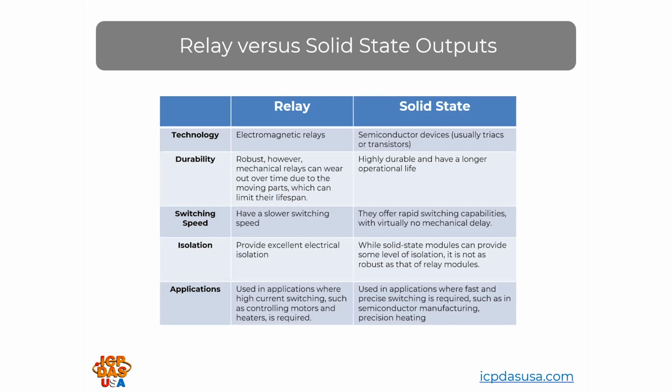Relays have excellent electrical isolation between the control circuit and the load. That enhances safety and it protects electronics. Solid state modules can have some level of isolation, but it's not as robust as the relay modules. Special precautions might be needed in applications where high isolation is crucial when using the solid state type.